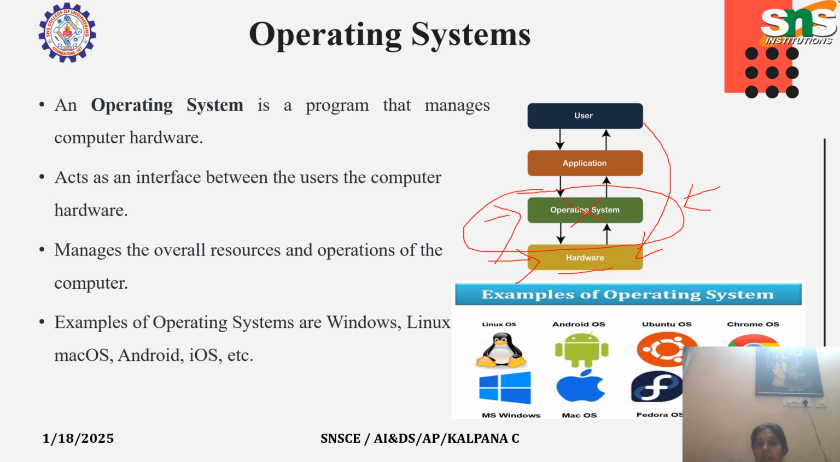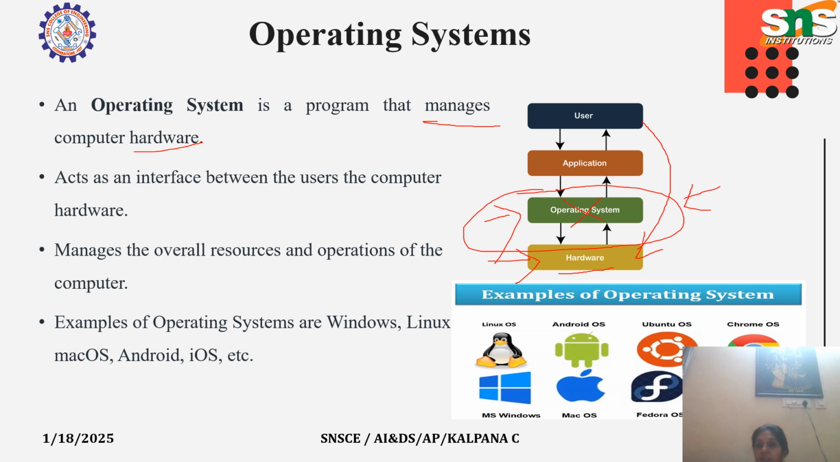So now just read the definition. It manages the computer hardware. So our operating system manages the computer hardware. Instead of the user directly communicating with the hardware, since it is a tedious, complex task, intermediately we have an operating system. We have software that handles everything: loading, processing, storing, closing, all sorts of things.